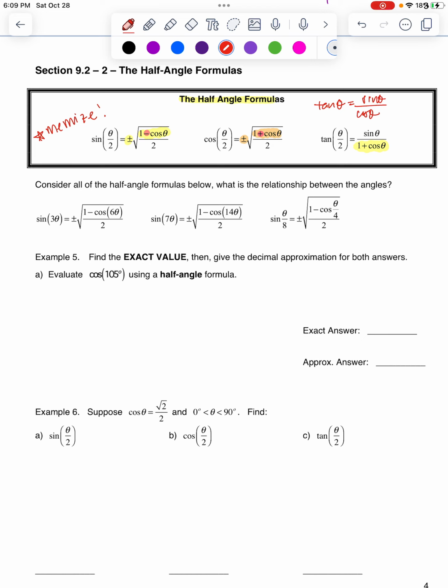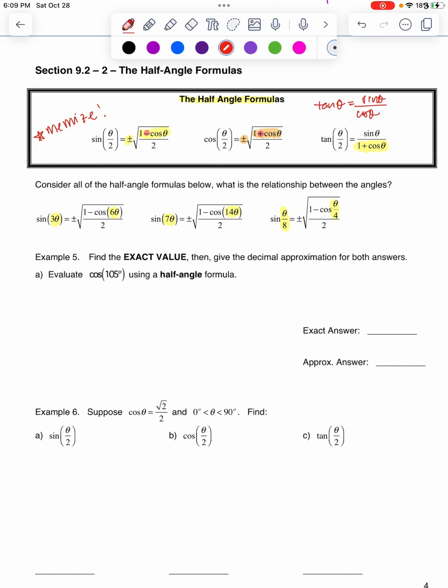The next question just says, consider all of the half angle formulas below, and it's asking what is the relationship between these angles. So we have sine of 3 theta is equal to the plus or minus radical of 1 minus cosine of 6 theta all over 2. We have sine of 7 theta is equal to a plus or minus square root of 1 minus cosine of 14 theta all over 2. And then we have sine of theta divided by 8 is equal to a plus or minus square root of 1 minus cosine of theta divided by 4 all over 2.